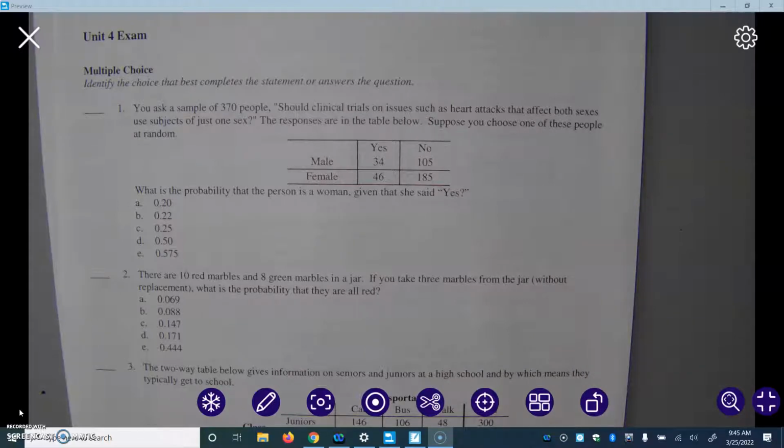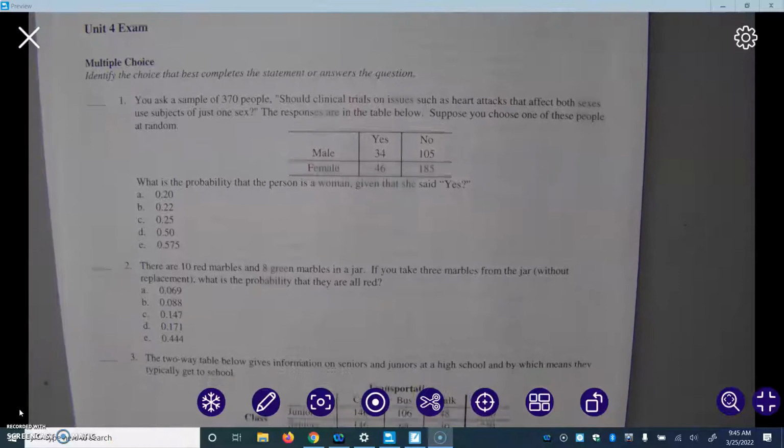Number 2, there are 10 red marbles and 8 green marbles in a jar. If you take 3 marbles from the jar without replacement, what is the probability that they are all red?